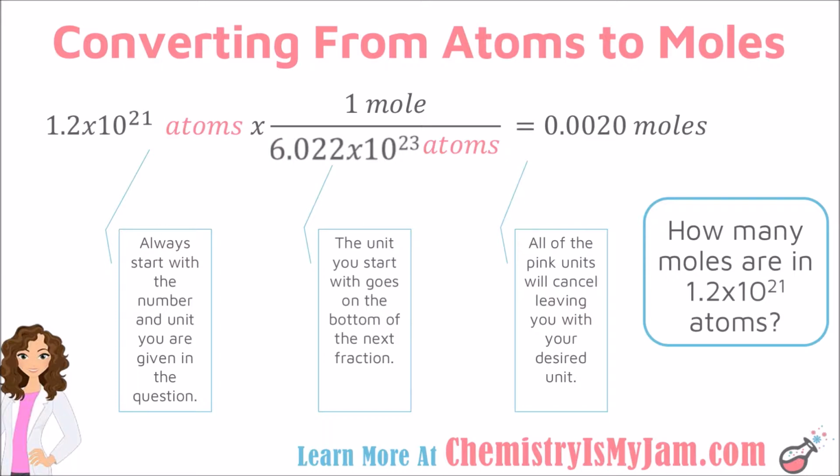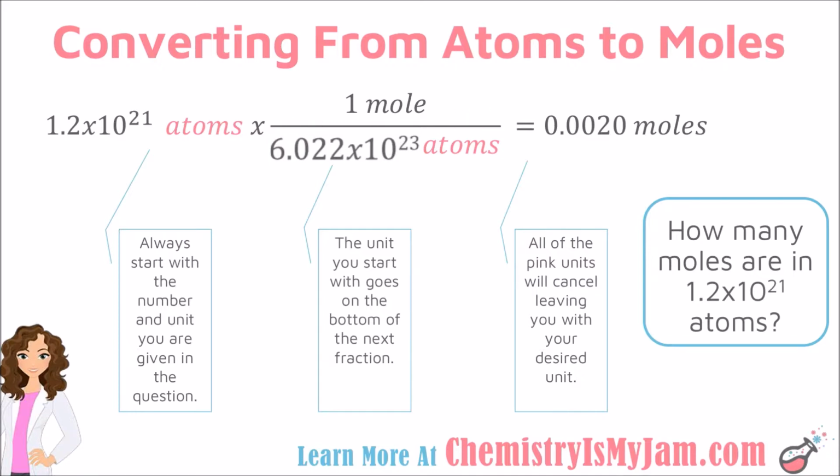Here's an example where we are going to use Avogadro's number as a conversion factor. It says, how many moles are in 1.2 times 10 to the 21 atoms? So that's a huge number of atoms. When you set a problem like this up, you should always start with the number and the unit that you're given in the question: 1.2 times 10 to the 21 atoms. And then set up a fraction, so times some fraction.